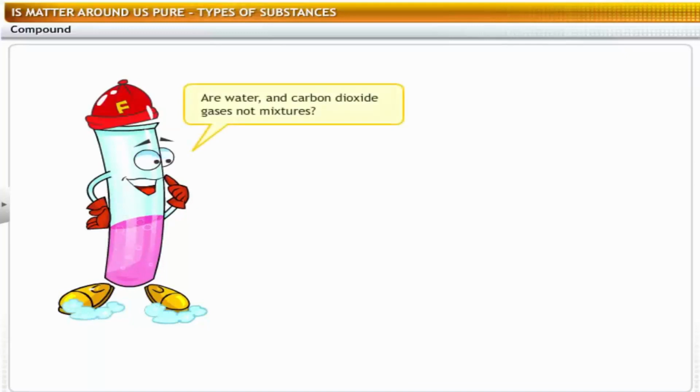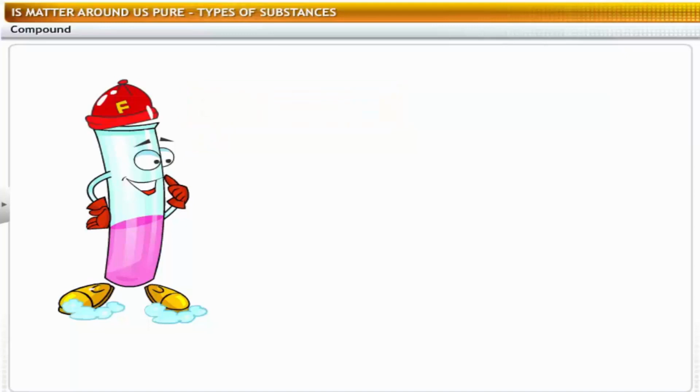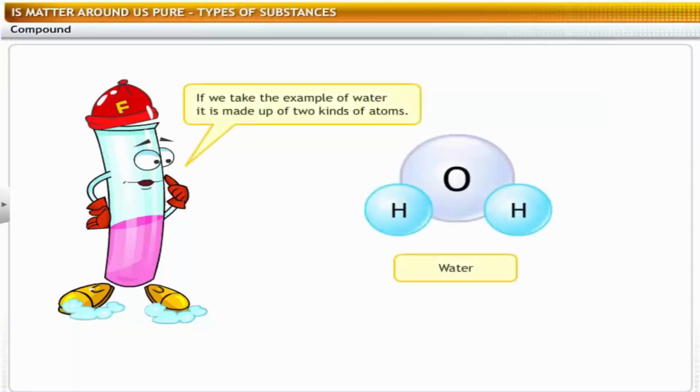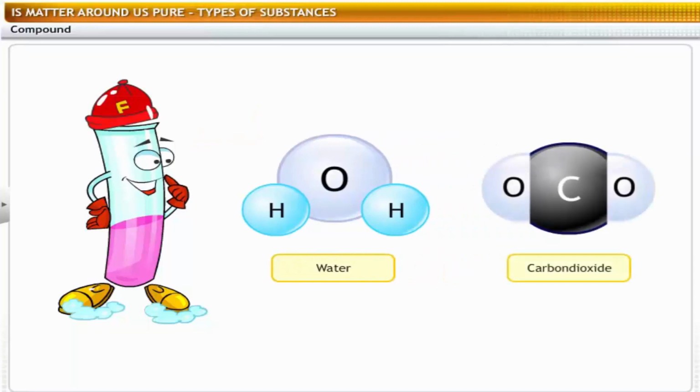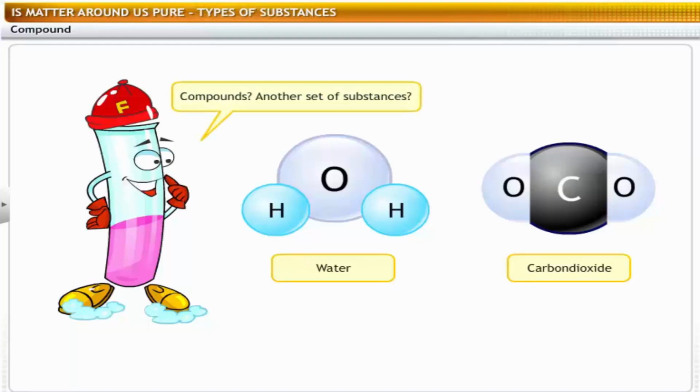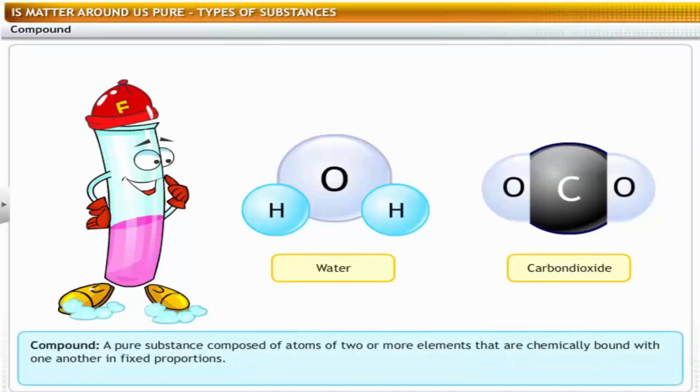Are water and carbon dioxide gases, not mixtures? No. Why? If we take the example of water, it is made up of two kinds of atoms. Yes, you are right. Water is made up of oxygen and hydrogen atoms, but still, it is a pure substance. How? Water and carbon dioxide are examples of compounds. Compounds? Another set of substances. No, not quite. A compound is a pure substance that is composed of two or more elements, chemically combined in definite proportion by weight.